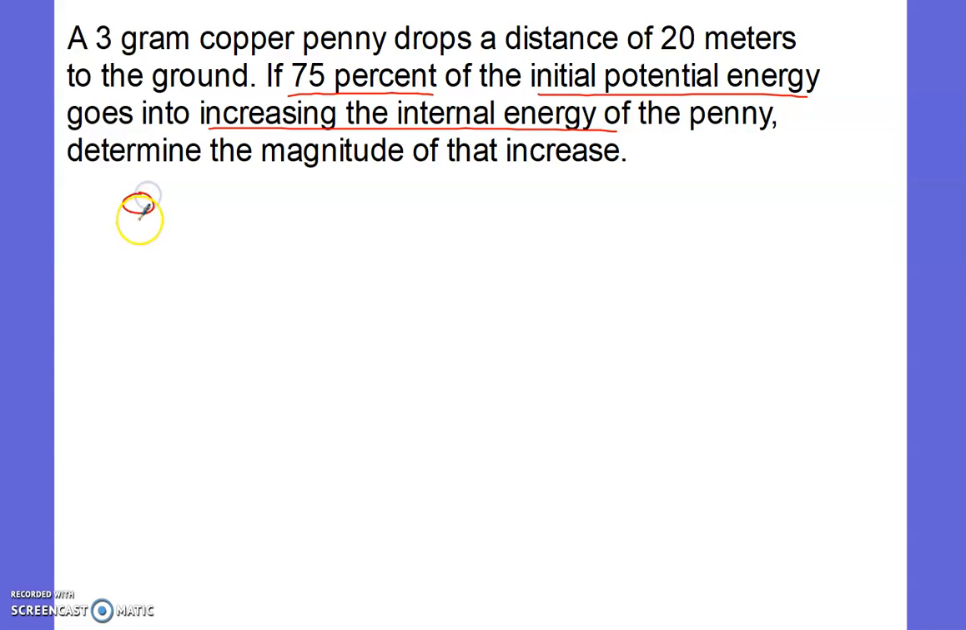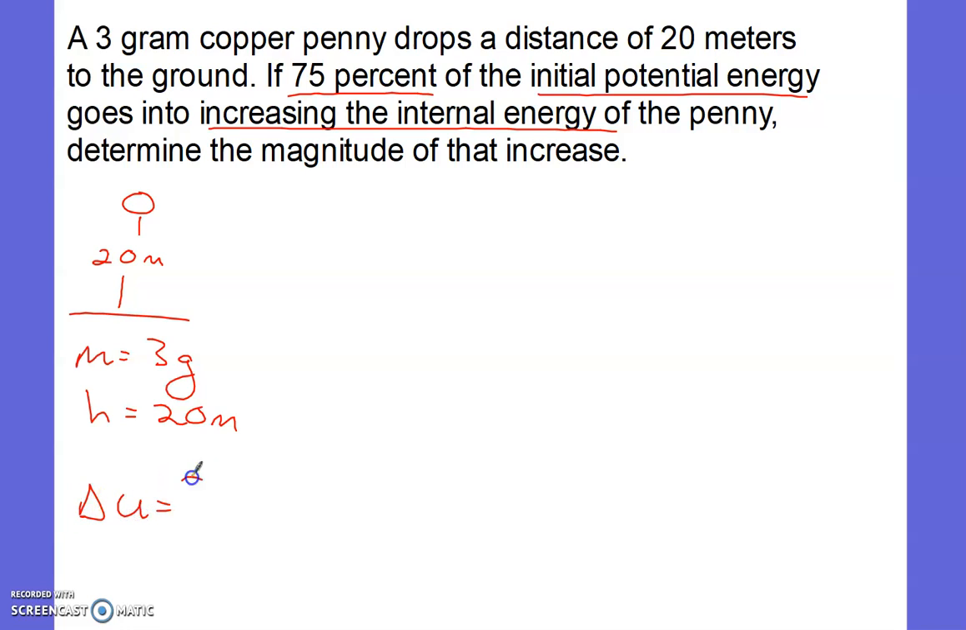We start, of course, with a diagram. We have a picture. We have a penny that is 20 meters above the ground. We have our givens. The mass is 3 grams. We're also given that the height is 20 meters. We want to figure out what is the change in the internal energy. How much did the internal energy increase? So that's a delta U.